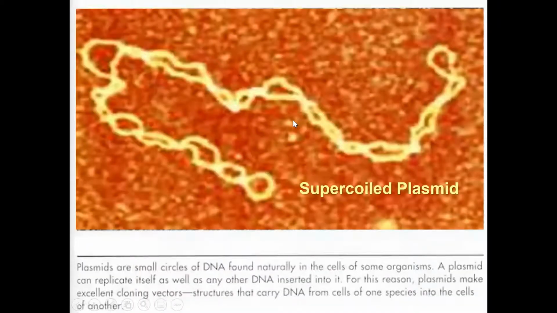So there's a plasmid. Something else we learned about in the lab is that plasmids are generally supercoiled. So you can see there's a micrograph of a supercoiled plasmid, which kind of just means it's twisted up and packaged up a little bit more efficiently rather than being a giant ring.